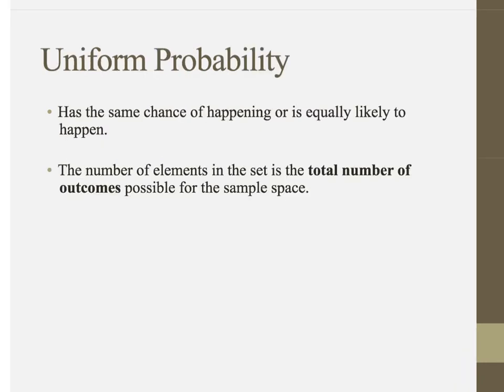All right, so uniform probability. Basically, it's just something that has the same chance of happening or is equally likely to happen, right? Like flipping a coin, heads or tails, or rolling a 1, 2, 3, 4, 5, or 6 on a normal die. Okay? Wonderful.